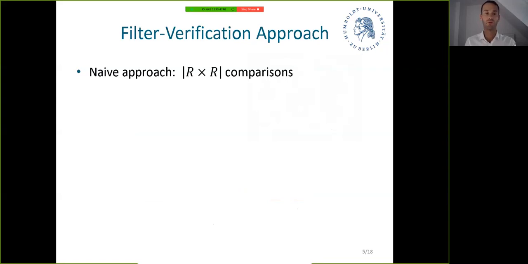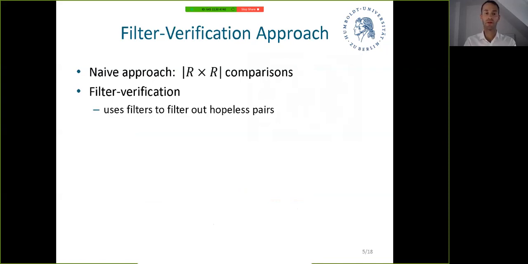The naive approach to compute the set similarity join would be the cross product. Of course, this is usually not feasible, so this is why the filter and verification approach emerged. It uses filters to filter out hopeless pairs, which means that we get candidate pairs, where the number of candidate pairs is hopefully smaller than the size of the cross product. This is followed by a verification step. So each candidate pair is verified, so the similarity is actually computed, and if it's above the user-chosen threshold, it's in the output.